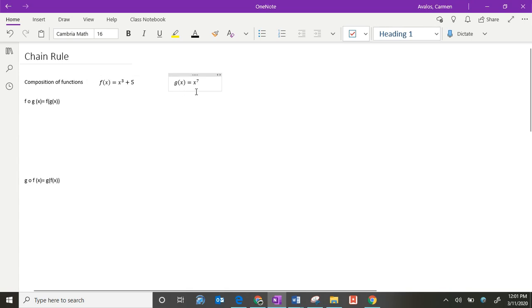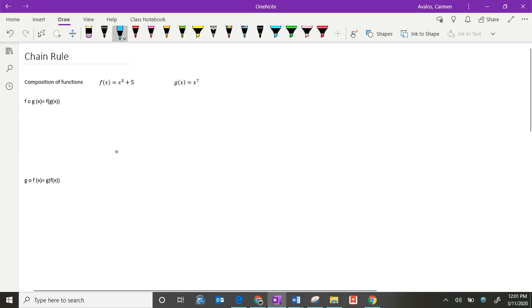So if we have two functions such as we have here, and we have f of g, that means that you're going to take the g and substitute it in for every x value of f of x. So what we are going to get here is, let me draw. We're going to have the f, and we're going to put the g inside. So it's x to the seventh. Wherever we see an x, we're going to replace it. So that's going to be x to the 7 to the third plus 5.